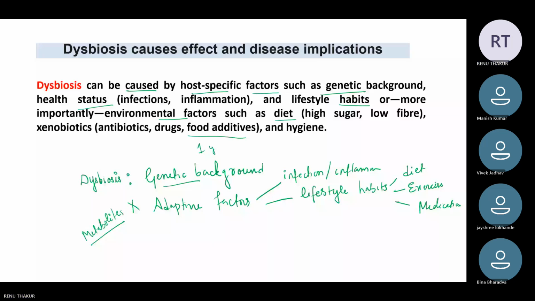So overall, this is a very important slide in which you can see dysbiosis is due to host-specific factors. It means our own bodily factors, and among them we may have some genetic factors, like we have inherited an impaired gene from our parents, so we will have an alteration in our normal gut microbiome. Health status also matters: if we are facing any kind of infection and inflammation, that is also a very bad thing, as our gut microbiome composition will be altered. And the most important one nowadays is lifestyle.